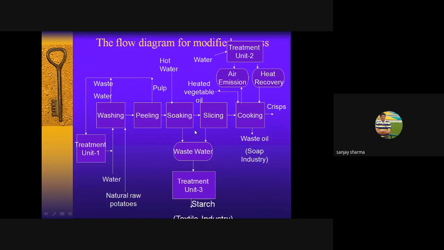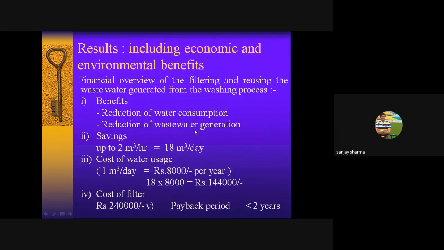So basically in that way they were able to solve a lot of problems. The results are reduction of water consumption and reduction of wastewater generation, saving up to 2 meter cube per hour or 18 meter cube per day. The cost of water usage, 1 meter cube per day, amounts to about rupees 1,44,000. The cost of the filters installed is about 2,44,000. So the payback was worked out at less than 2 years.